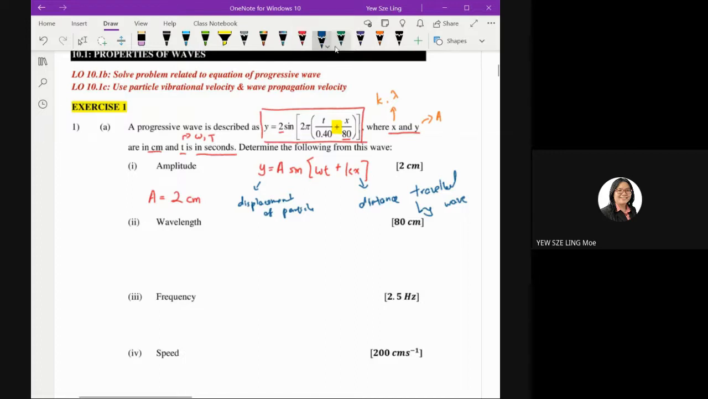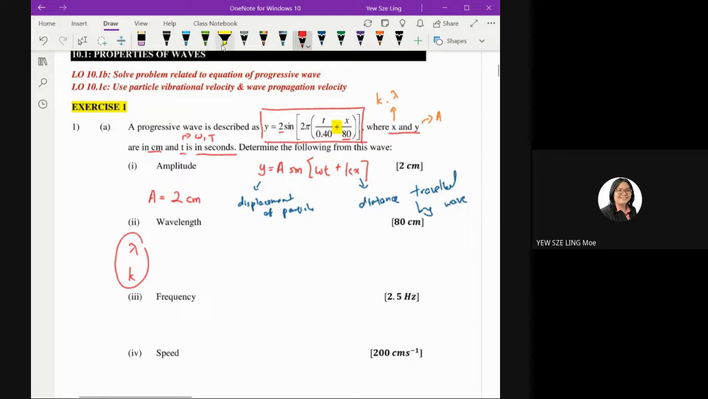Now question 2, the wavelength. The question asks you to calculate wavelength. If you recall what I just told you, wavelength and k are one family. So if you want to determine the value of wavelength, then you need to have k. Do you have k? Of course you have, by comparison.